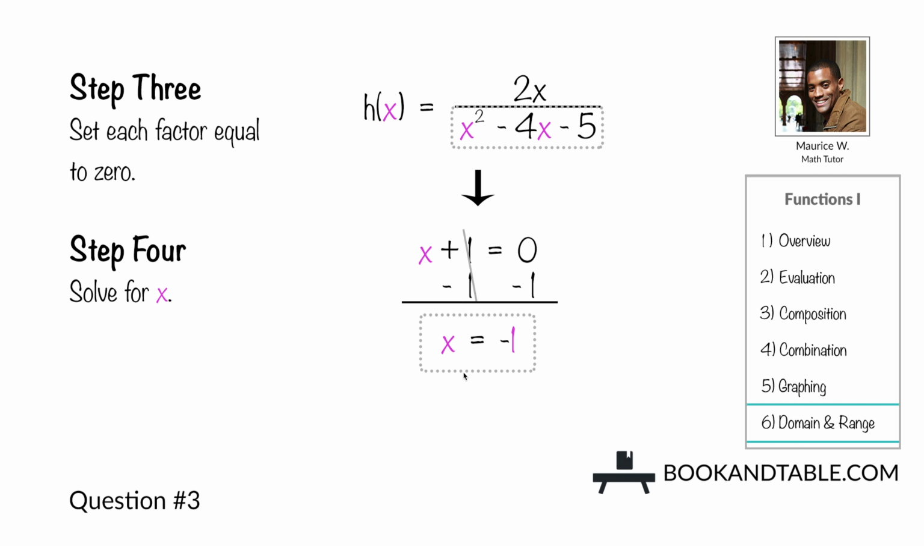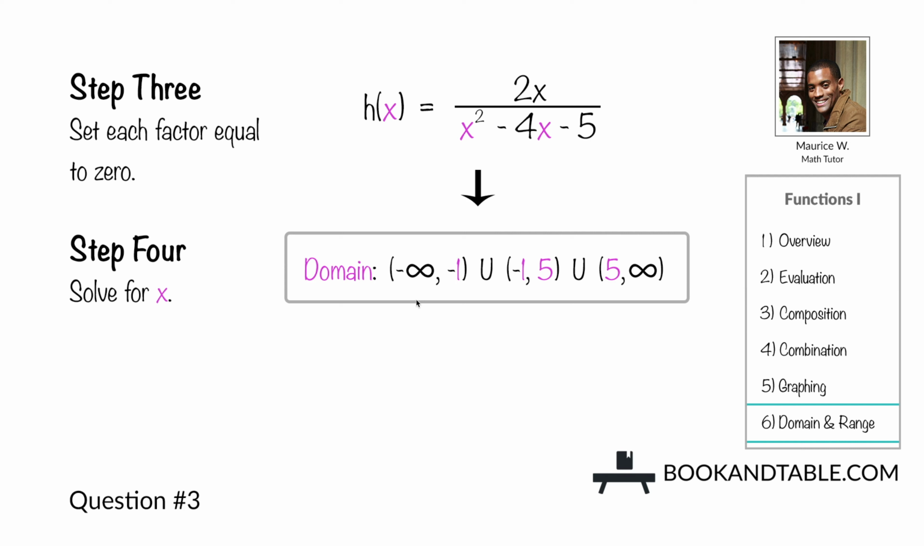So in our domain, negative 1 is not included, since that would make the factor equal to 0. This second factor, x minus 5 is equal to 0. We add 5 to both sides, showing us that we want to avoid x is equal to 5, because that would make the second factor equal to 0. So the domain for h of x, the first interval is from negative infinity to -1. The second interval is from -1 to 5. And the third interval is from 5 to infinity. Parentheses around the numbers since they are not included.